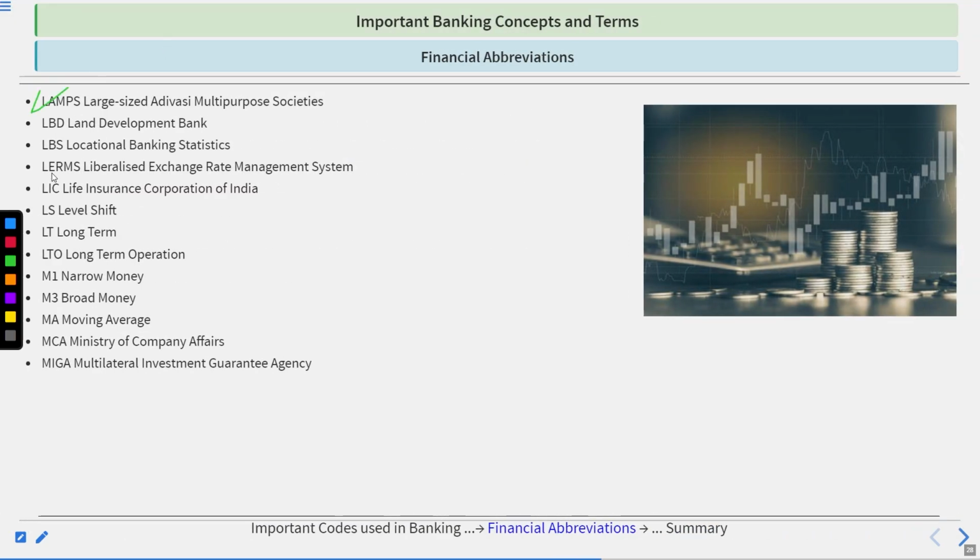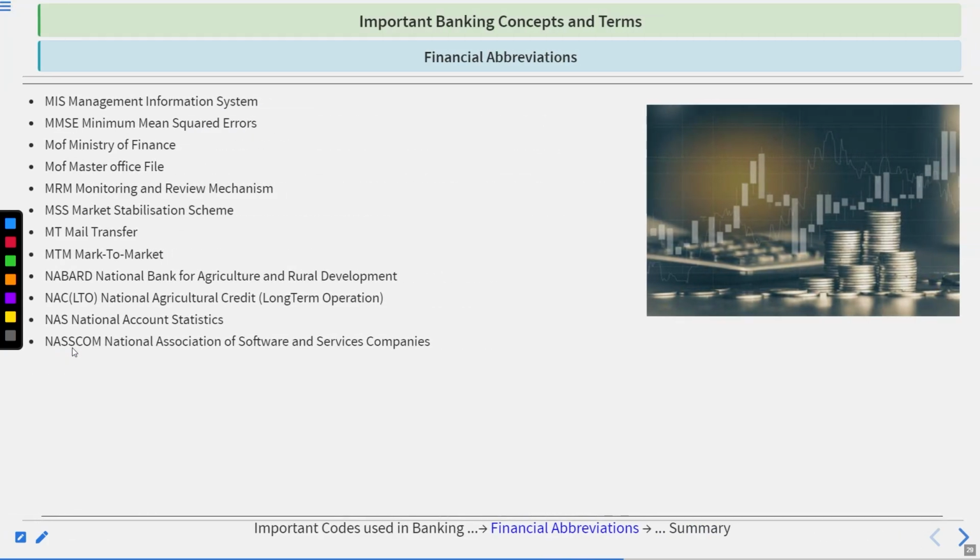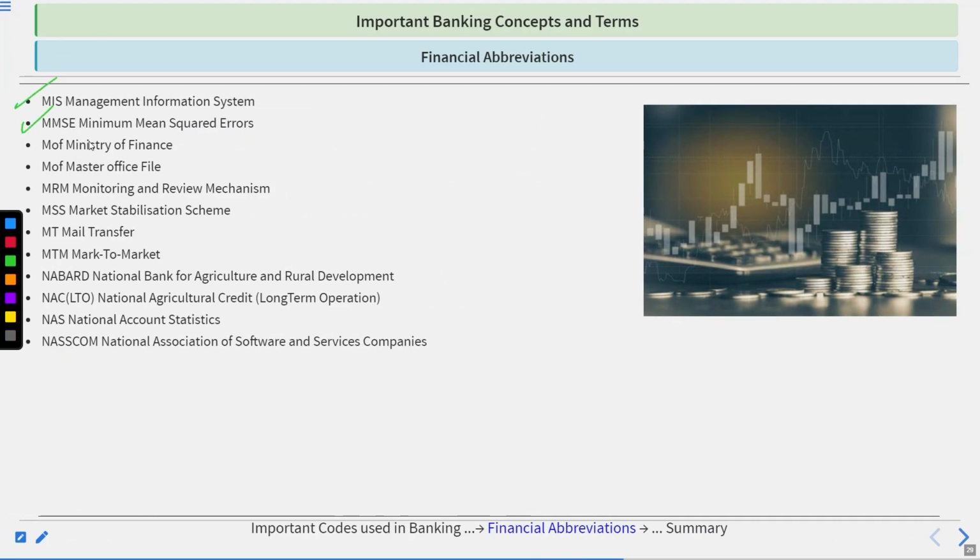LAMPS Large Size Adivasi Multipurpose Society, LDB Land Development Board, LBS Locational Banking Statistics, LERMS Liberalized Exchange Rate Management System, LIC Life Insurance Corporation of India, LS Level Shift, LT Long Term, LTO Long Term Operation, M1 Narrow Money, M3 Broad Money, MA Moving Average, MCA Ministry of Company Affairs, MIGA Multilateral Investment Guarantee Agency, MIS Management Information System, MMSE Minimum Mean Squared Errors, MOF Ministry of Finance, MOF Master's Office File, MRM Monitoring and Review Mechanism, MSS Market Stabilization Scheme, MT Mail Transfer, MTM Mark to Market, NABARD National Bank for Agriculture and Rural Development, NAC-LTO National Agriculture Credit Long Term Operation, NAS National Account Statistics, NASSCOM National Association of Software and Services Companies.